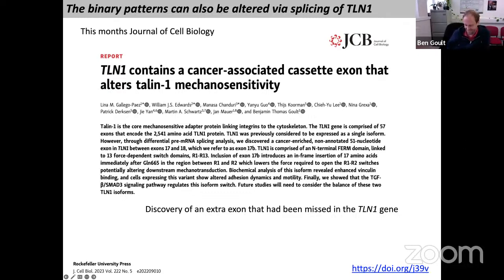Sorry. Next question from Olivier Pertz: do you have a rough idea which different proteins bind to specific talin mechanical states, and which morphogenetic programs they would then induce?